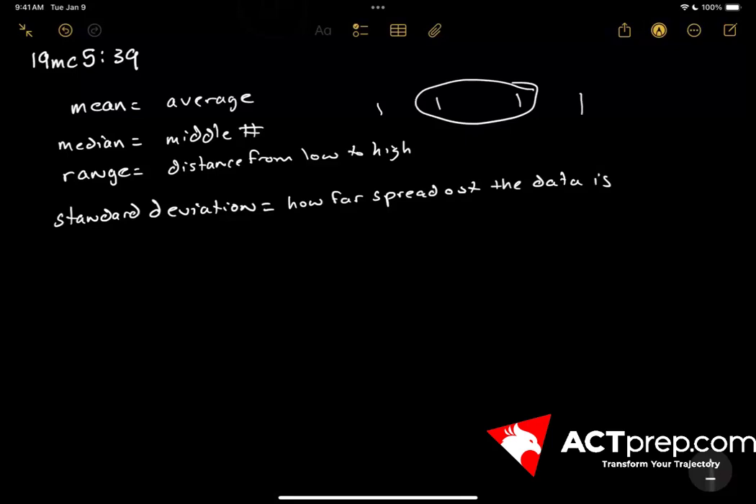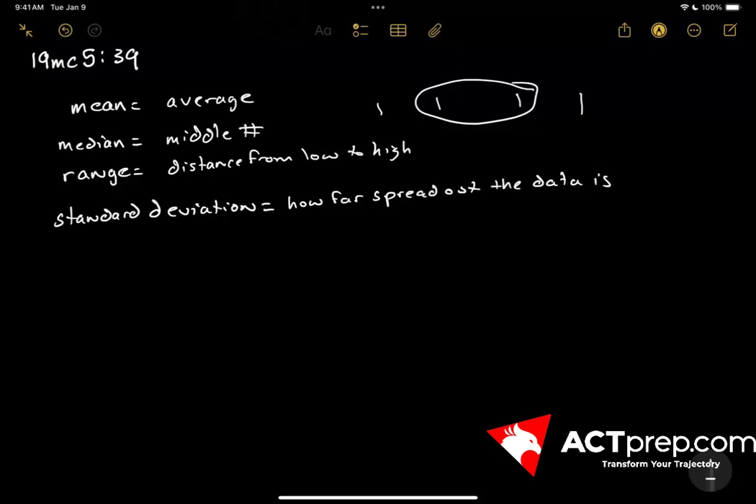For the range, it's just going to be the distance from the smallest to the largest number in the data set. And your standard deviation is how far spread out the information is. Okay, so when we add in a million, that's going to significantly change the average. So we know that's going to increase by a large amount.